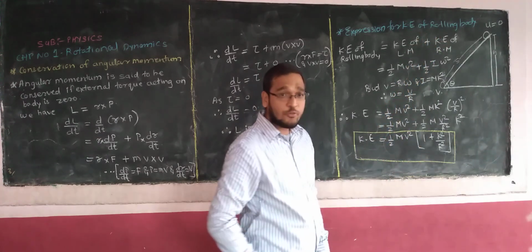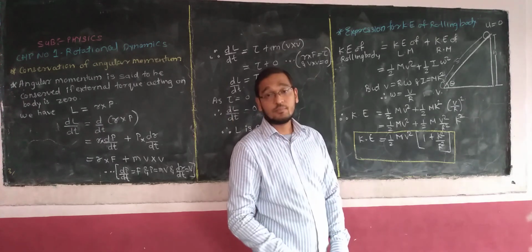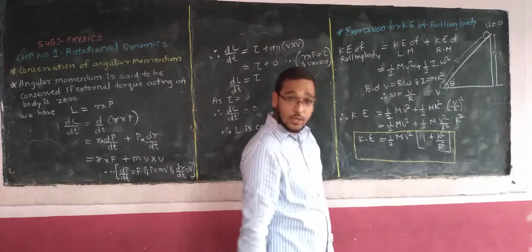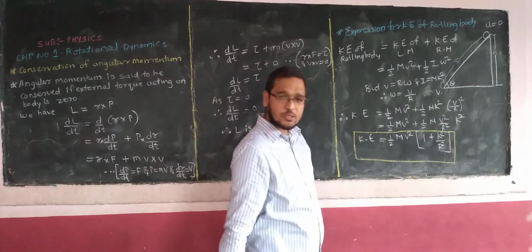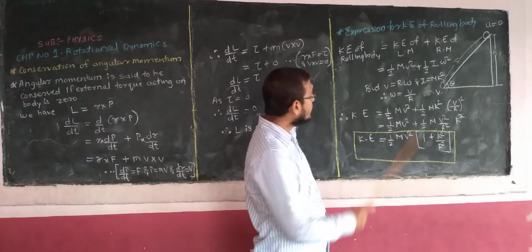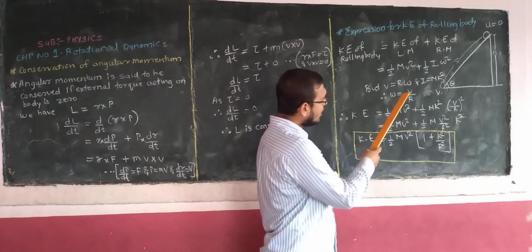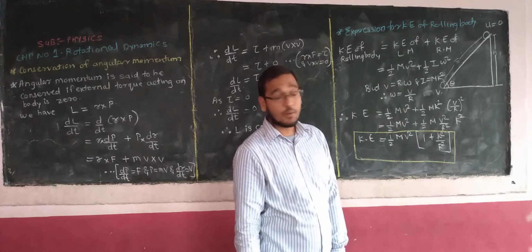And the kinetic energy of rotational motion, we have derived the expression first. What is that? Half I omega square. So half mv square plus half I omega square. Now we have the relation v is equal to R omega. From that, omega is equal to v upon R.